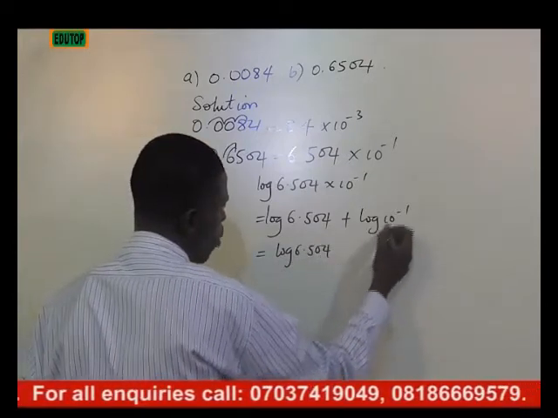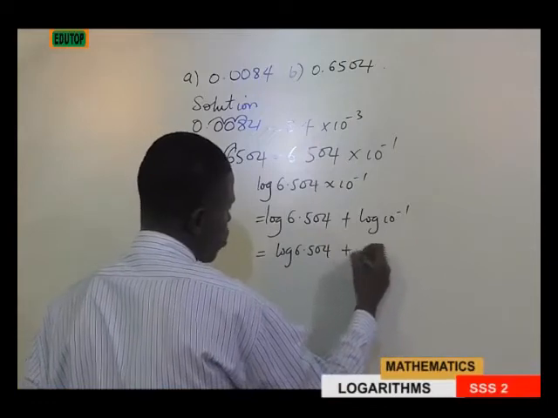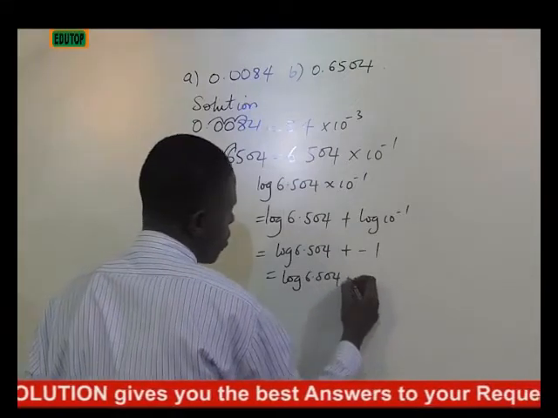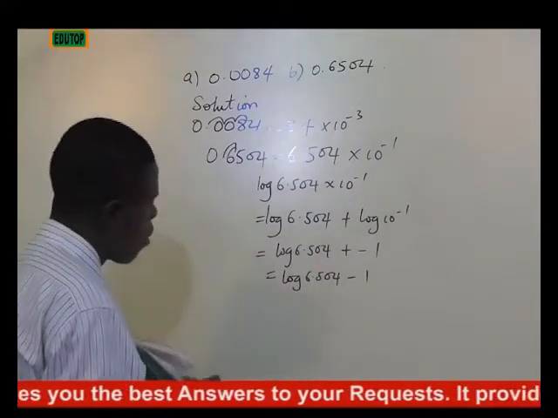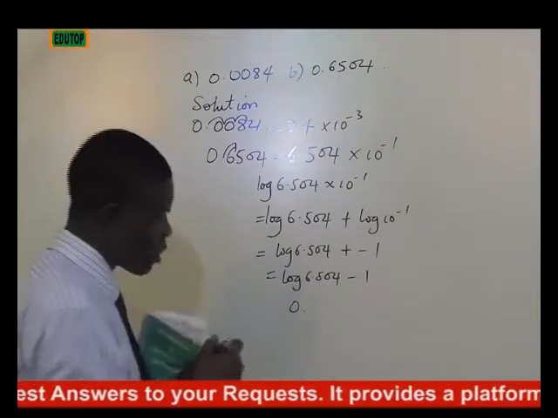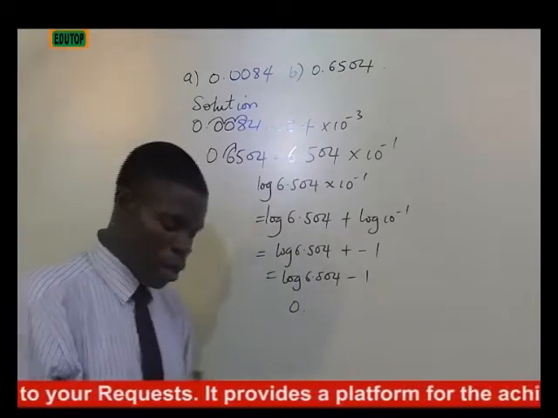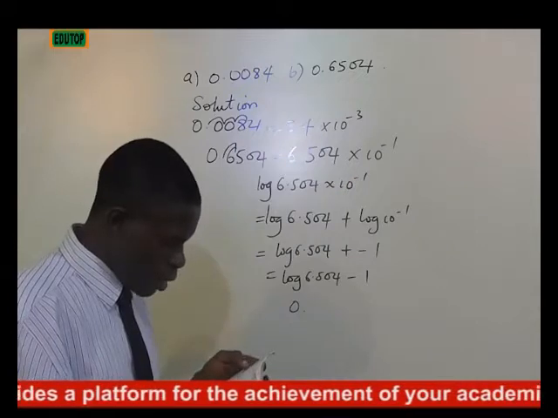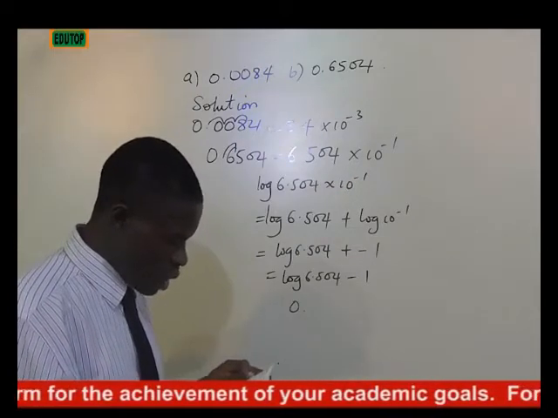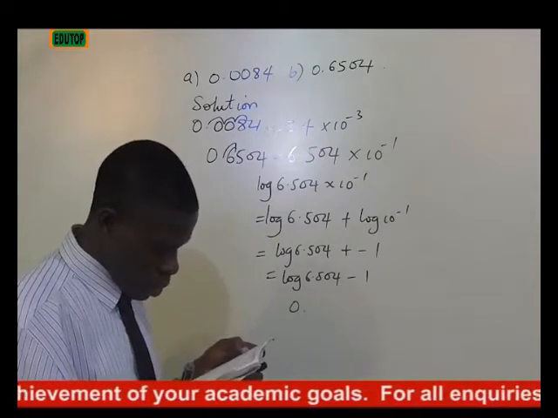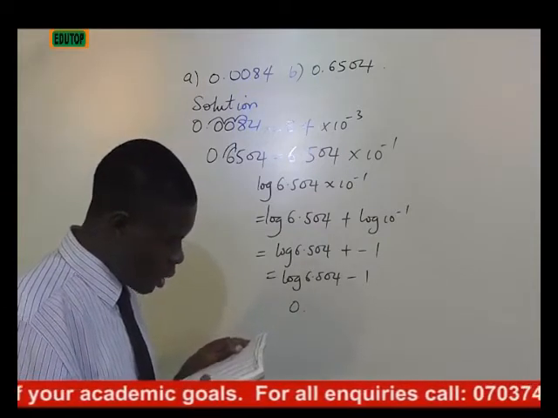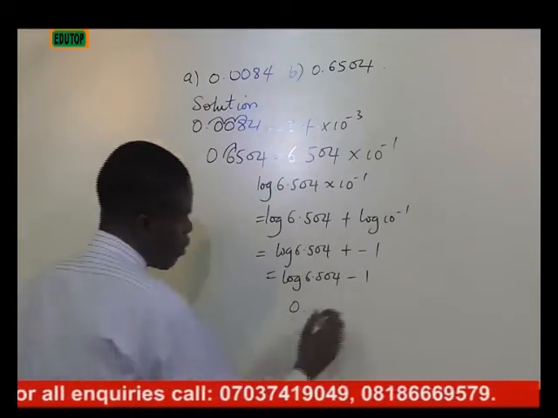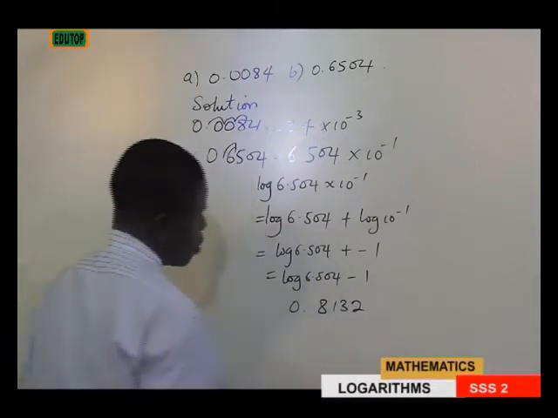So this one is log 6.504, and this one will become log of the same base is 1, so that becomes plus minus 1, which is now log 6.504 minus 1. So we check for 65 under 0, difference 4. So we go to logarithm of number 65 under 0. 65 under 0 is 8129, difference 4. 3. So 3 plus 8129, that becomes 8132.